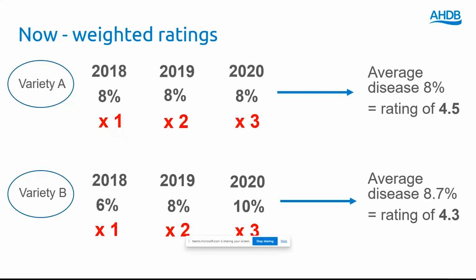And overall, this has only caused small changes to the ratings this year. We're using this new weighted system for both brown rust and yellow rust in winter wheat going forward, and we'll be looking to introduce it for spring wheat next year.